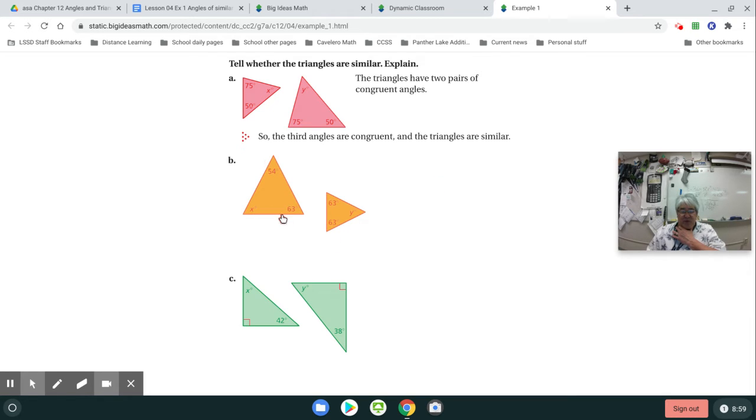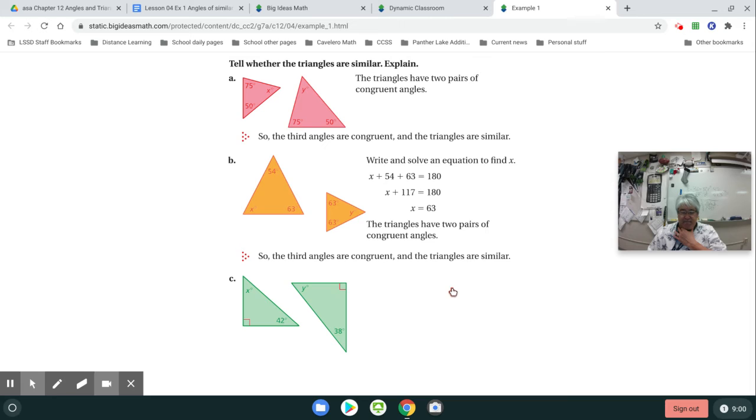Here we have a 54 and a 63. I have a 63 to 63. Is that one equal to 63? Is that one equal to 54? So that means that angle over there is 63. So that one must be 54. Okay? We didn't know what that angle was. We didn't know what that angle was. So we just solved for one of them. And so that means X is equal to 63. So you have a 63, 63. You have a 63, 63 over here. Yes, they must be similar.